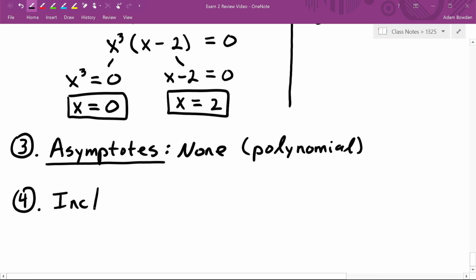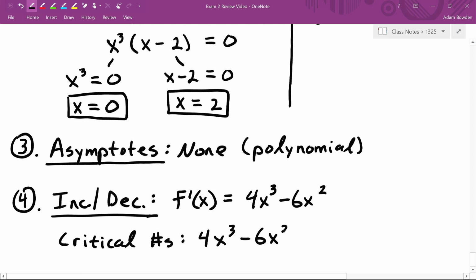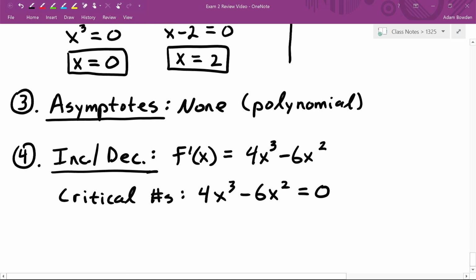For the step of increasing and decreasing along with the local max and min, what we need to do is first find the derivative, f prime of x. For this function, the derivative would be 4x to the third minus 6x squared. We need to find what's called the critical numbers, which we get by taking the derivative and setting it equal to 0. Technically, we also check where it does not exist, but it would always exist in the case of a polynomial. So we just need to solve it equal to 0.